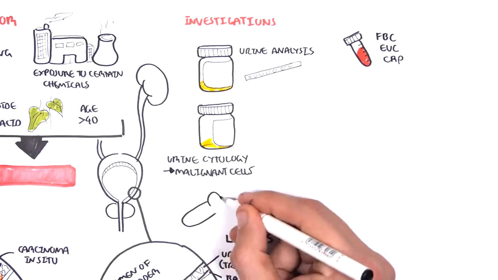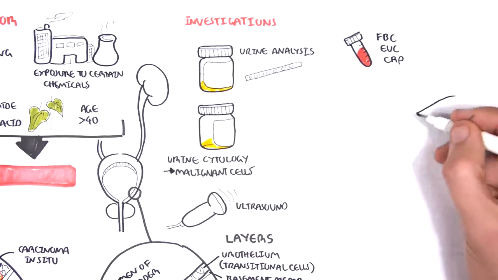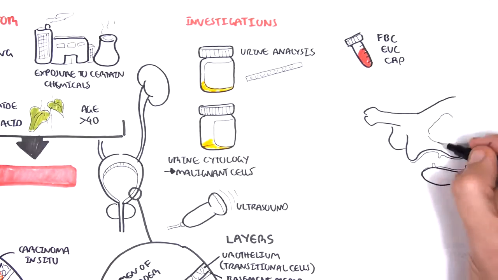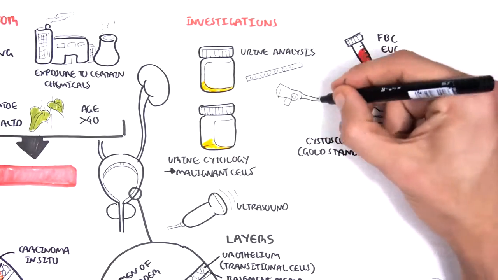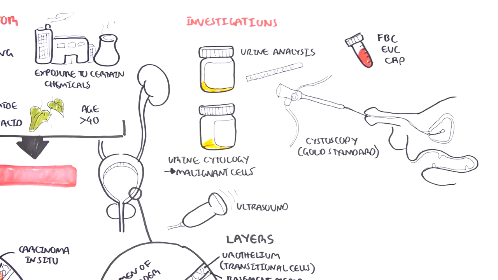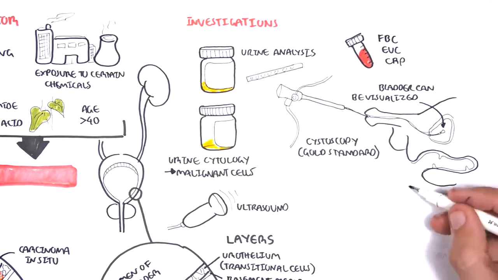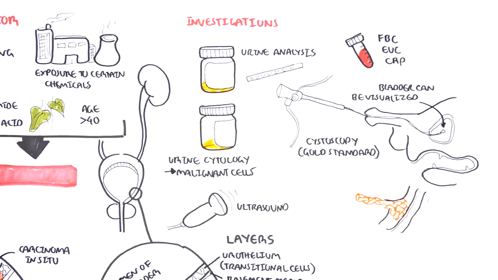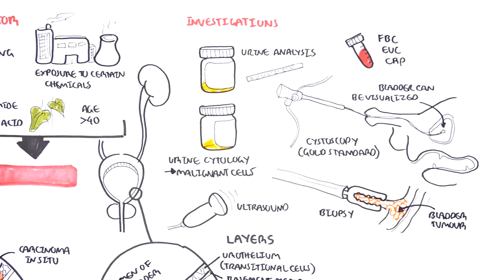The ultrasound of the bladder and kidney is a very good investigation for imaging. Finally, there is the invasive cystoscopy, which is the gold standard actually. This is where the bladder can be visualized from within, so you could see the urothelial layer. And with this, a biopsy can be taken of the tumor growth, and this can be subsequently examined.